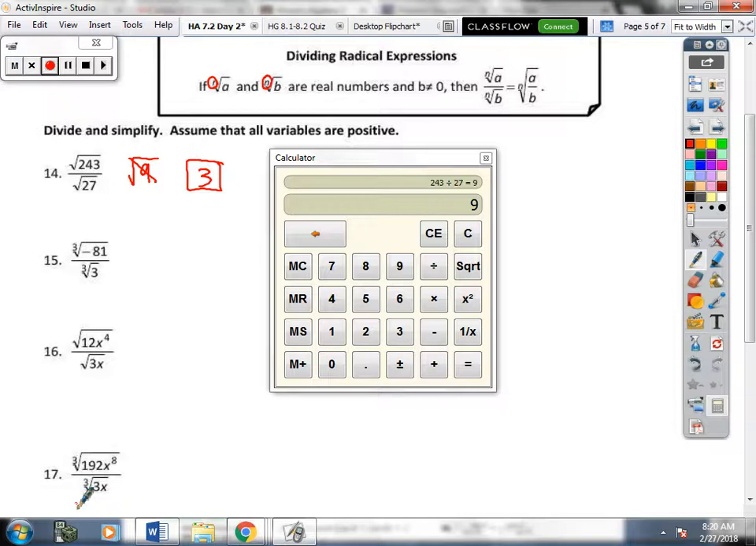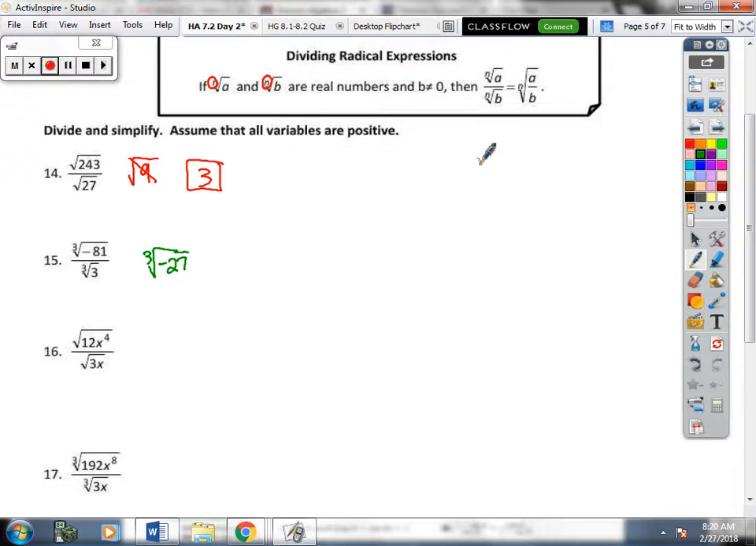Okay. The next one, we have the cube root of negative 81 divided by the cube root of 3. So we can divide those and get the cube root of negative 27. What is the cube root of negative 27? Garrett? Negative 3.